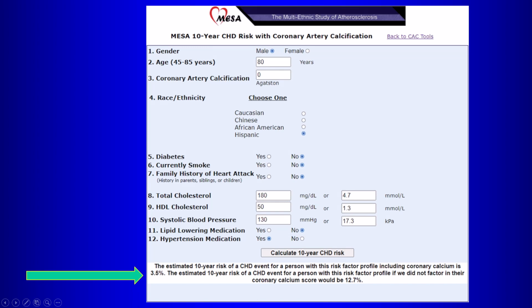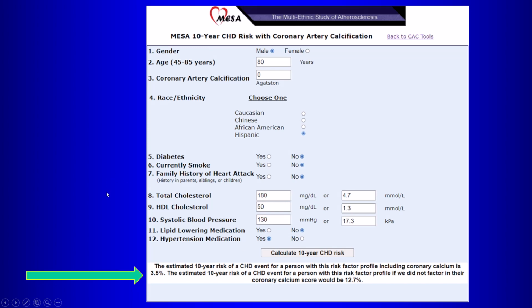And so in this particular example, if we take the same conventional risk factors and all we do here is play around with the coronary calcium score. The estimated 10-year risk for a cardiac event with this risk factor profile, if you did not factor in their coronary calcium score, would be 12.7%, as opposed to putting in the calcium score of 0. Now that significantly lowers the 10-year risk to 3.5%.